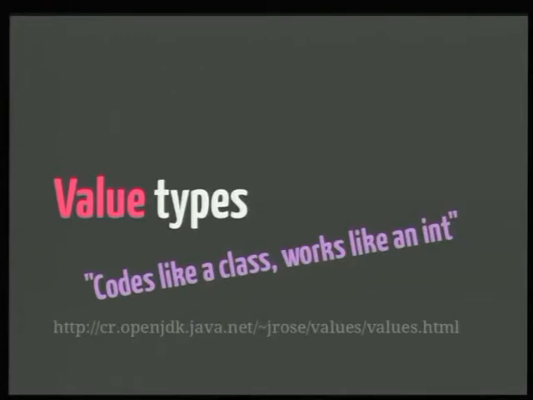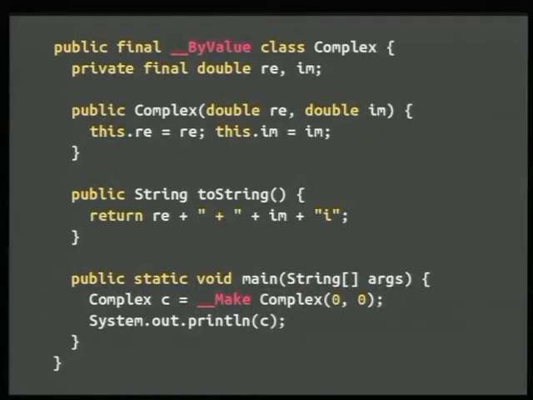The idea of value types is that it codes like a class, but it works like an int. There's a nice article, or actually a summarization of the efforts, by John Rose at this URL. Currently it looks like this. You add a modifier so that the class will be by value. It has to be final, and all the fields have to be final. And instead of new, you call make complex. And this is a value type. So it's supposed to reside on the stack and will not have the object header overhead and all that.